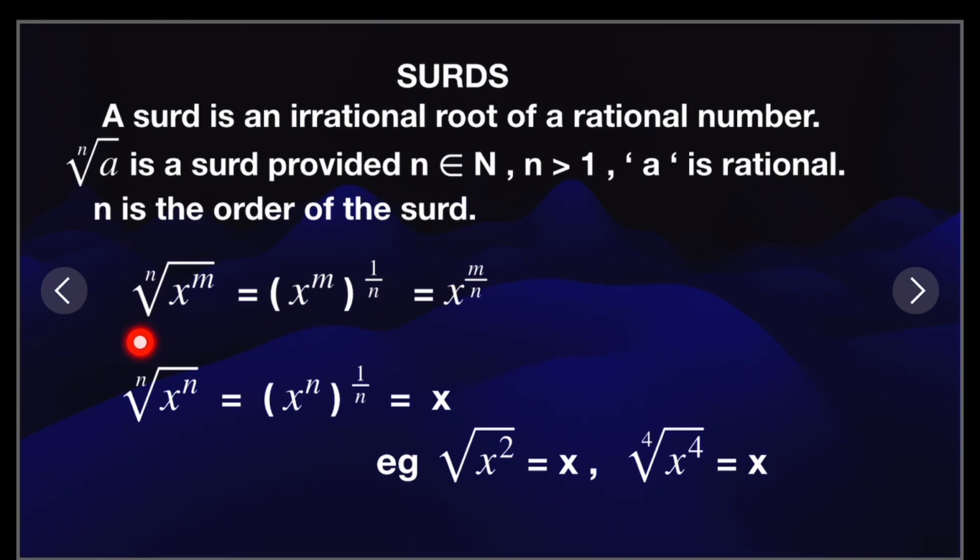There are some laws of surds. It's the same thing we studied in the last video. The nth root of x raised to m is equal to x raised to m raised to 1 upon n. You multiply the numerator, x raised to m upon n. The nth root of x raised to n is equal to x raised to n raised to 1 upon n. This becomes x. Example, the square root of x square is equal to x. The fourth root of x raised to 4 is x. This is very important. Many sums will come on this.